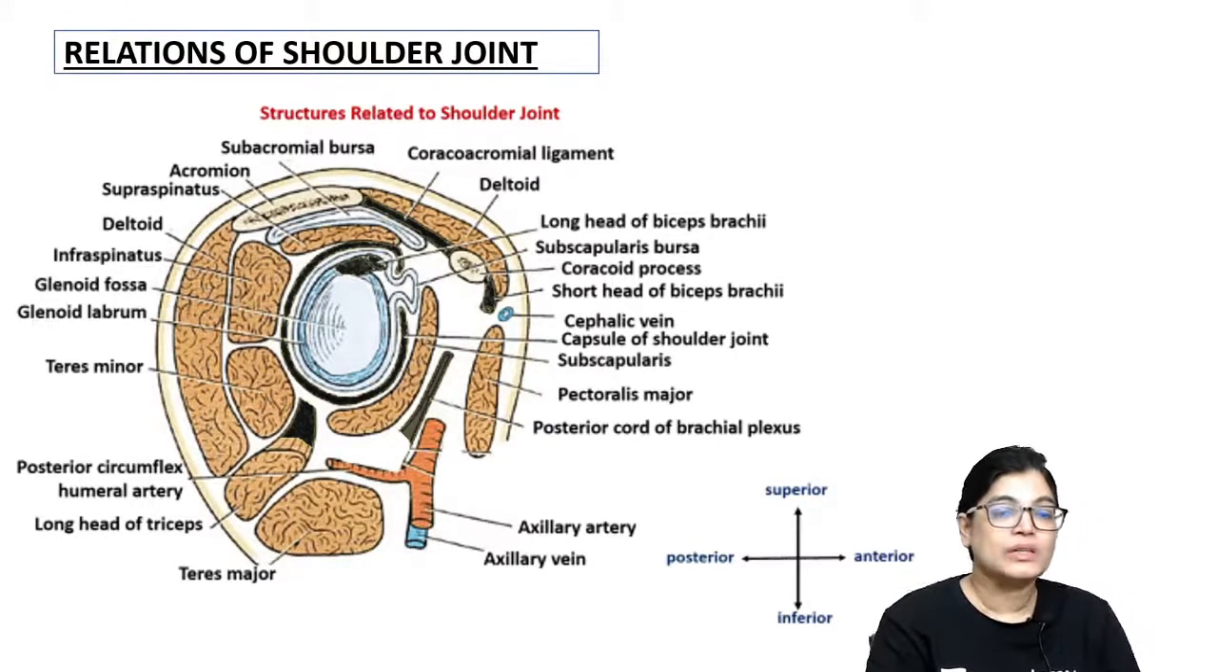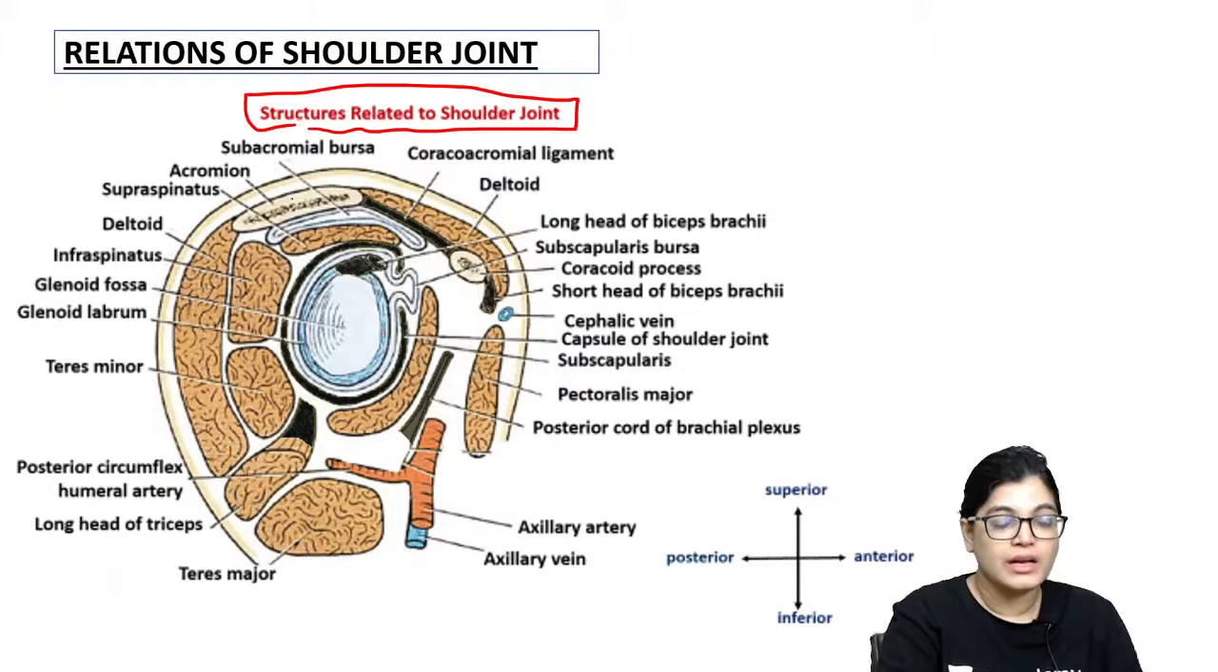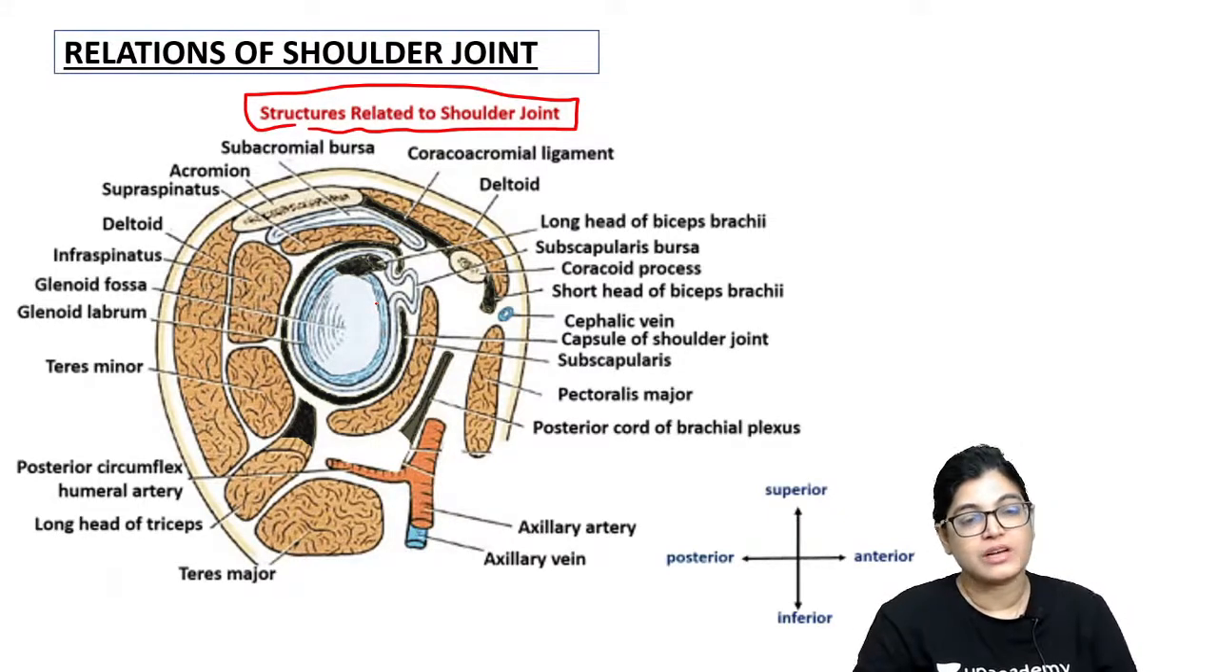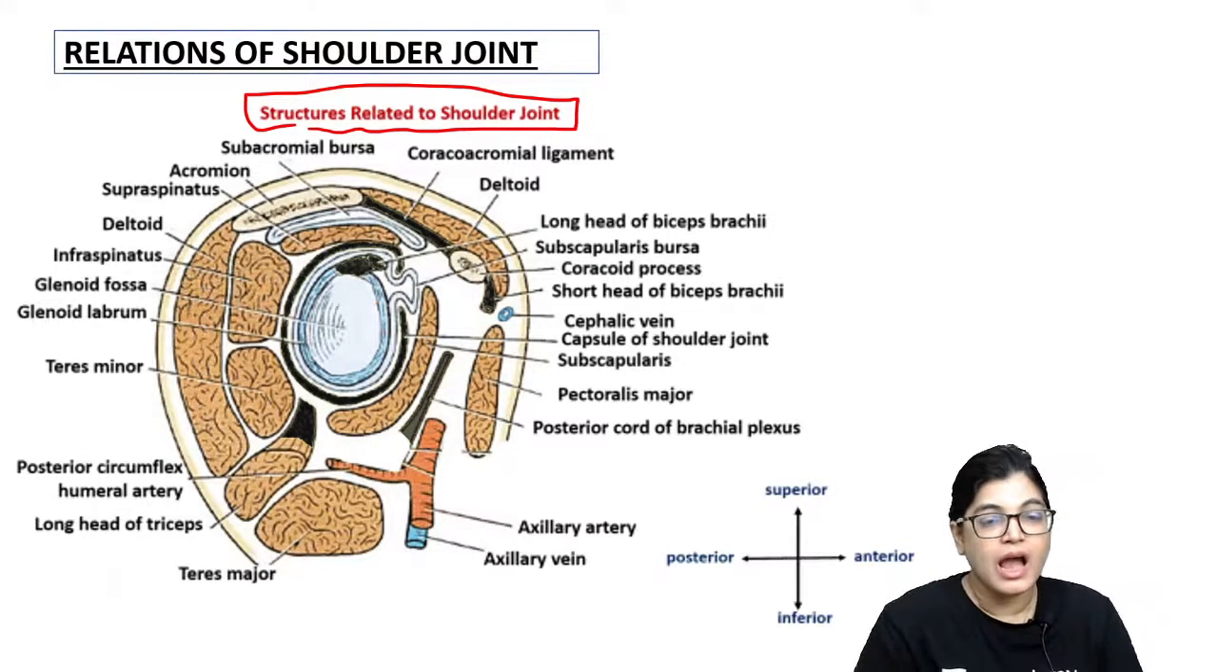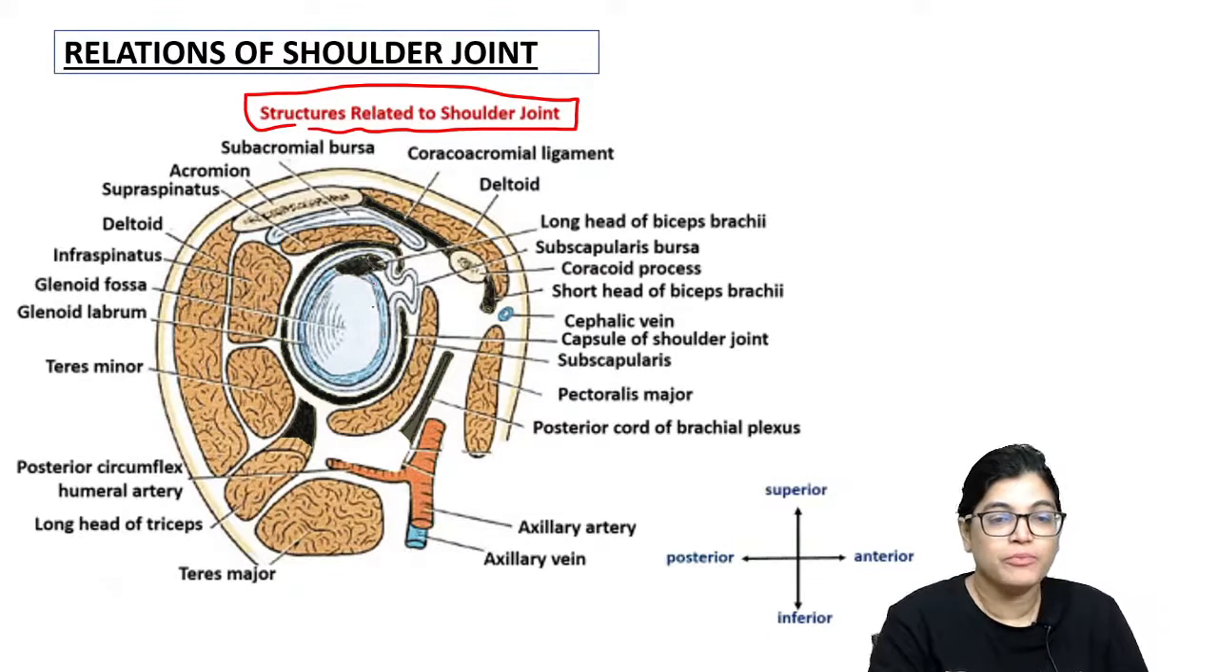Now coming to the relations of the shoulder joint. Here you can see the cavity which is opened up, the transverse cavity. And here you can see the important muscles and ligaments which are surrounding the shoulder joint.